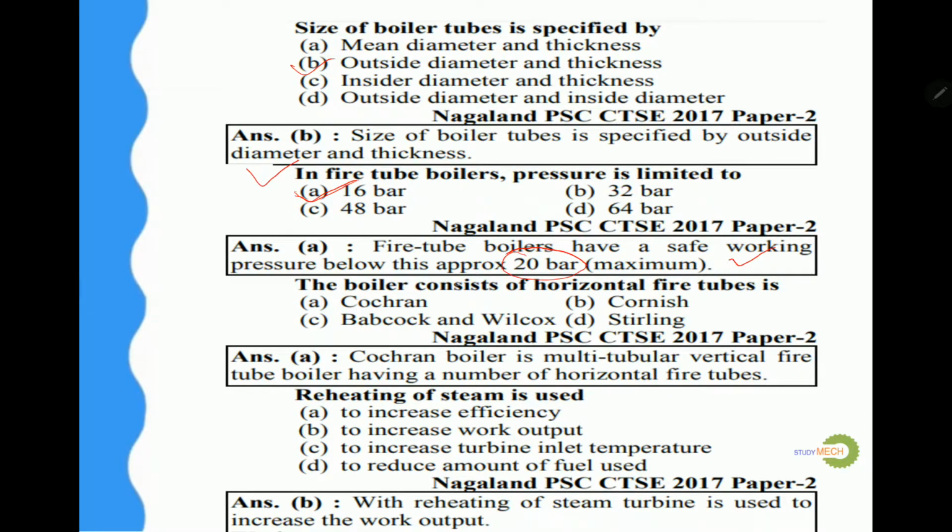The boiler consisting of a horizontal fire tube is option A, Cochran boiler. Cochran boiler is a multi-tubular vertical fire tube boiler having a number of horizontal fire tubes. Reheating of steam is used to increase work output. We are applying reheating in a steam power plant to increase the work output. So option B is the right answer.